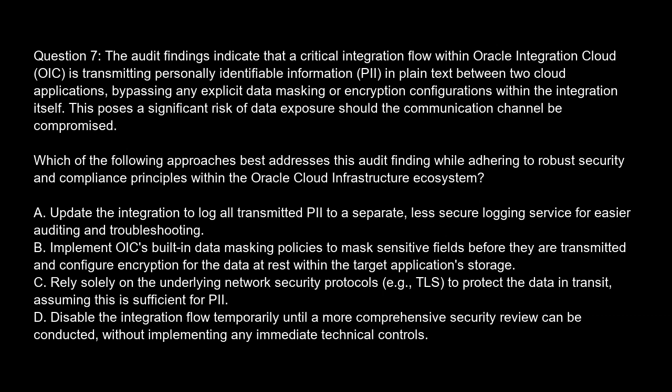Option A. Update the integration to log all transmitted PII to a separate, less secure logging service for easier auditing and troubleshooting. Option B. Implement OIC's built-in data masking policies to mask sensitive fields before they are transmitted and configure encryption for the data at rest within the target application storage. Option C. Rely solely on the underlying network security protocols, e.g., TLS, to protect the data in transit, assuming this is sufficient for PII. Option D. Disable the integration flow temporarily until a more comprehensive security review can be conducted, without implementing any immediate technical controls.